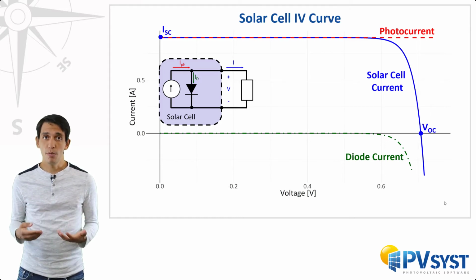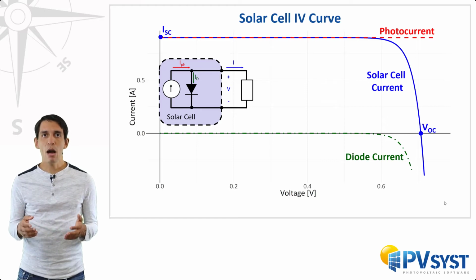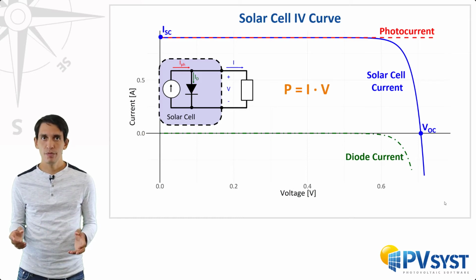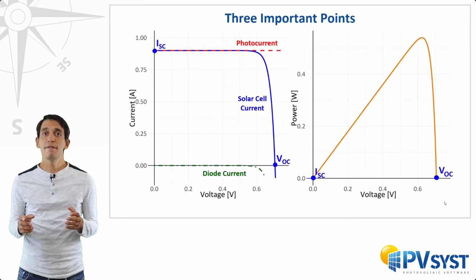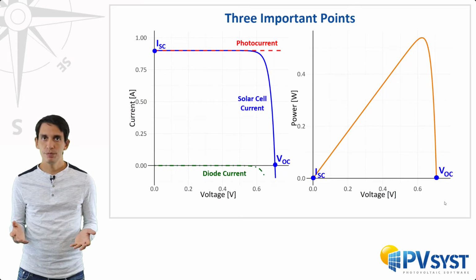To see the third important point, we need to look at the power produced by the solar cell. Power is the product of the current times the voltage. We can draw this power as a function of the voltage. When doing that, we get the PV curve of a solar cell, as shown here in orange. At both the VOC and the ISC points, the power is null.